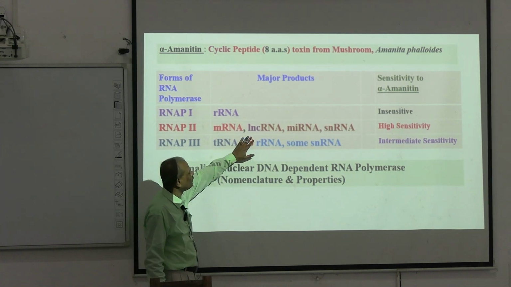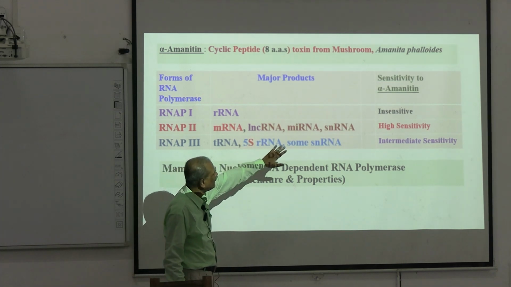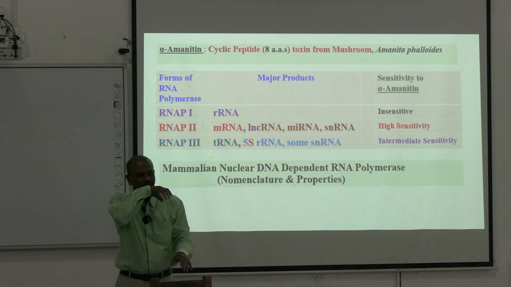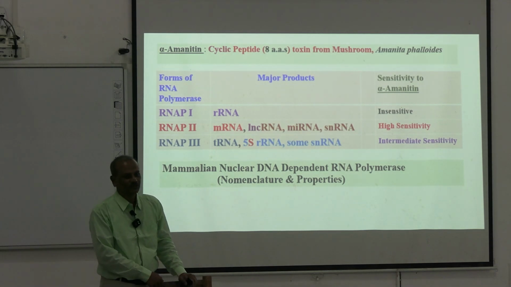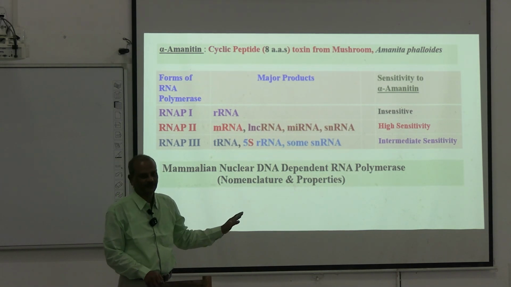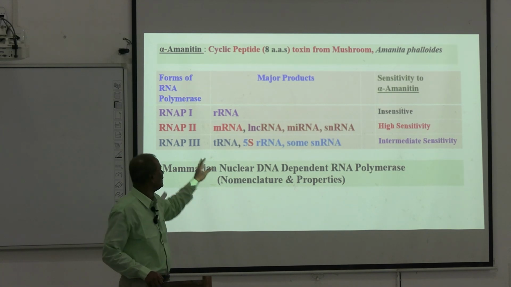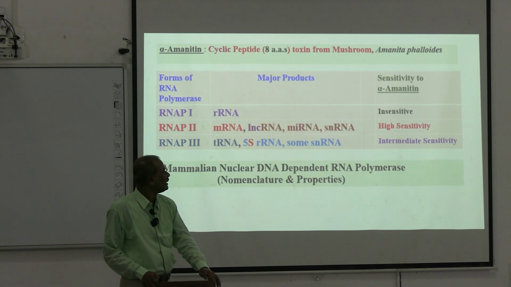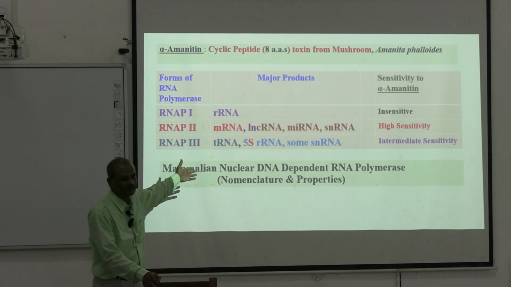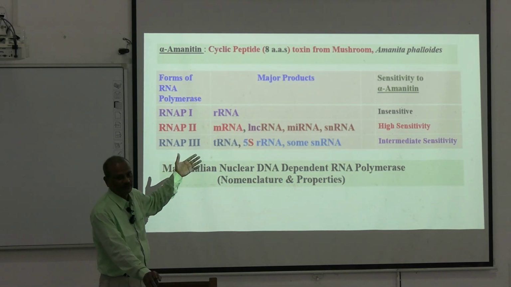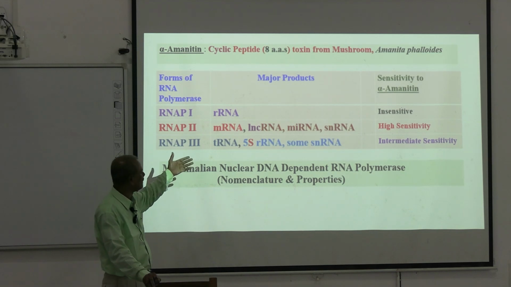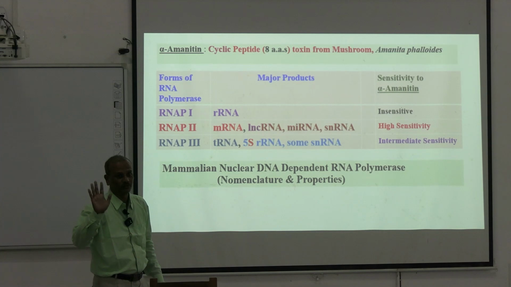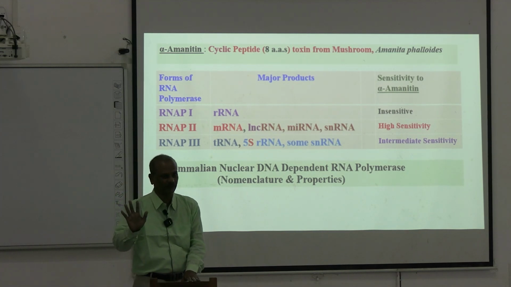Thus, if I try to synthesize mRNA or long non-coding RNA or siRNA, and we add alpha-amanitin, since this polymerase is highly sensitive, the synthesis will decrease. So in one test tube we will have this mRNA formation, and in the other test tube we will not get it. Since RNA polymerase 3 has intermediate sensitivity, at least some formation of tRNAs will be there, but not as much as in the control tube. The control tube does not have alpha-amanitin.